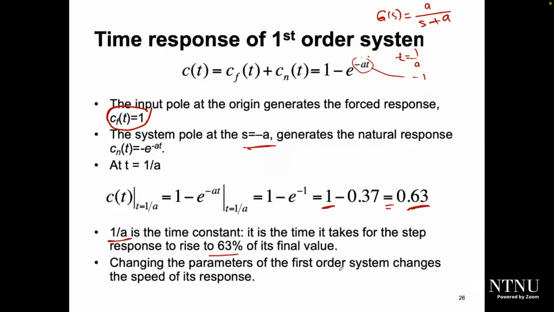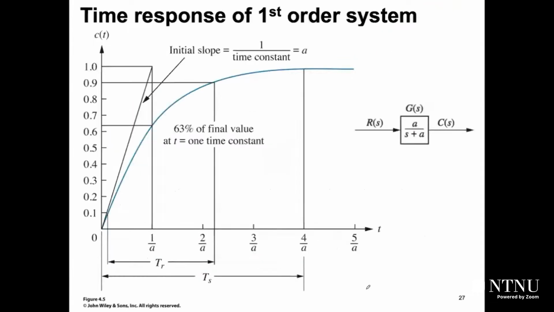Changing the parameters of the first order system will change the speed of its response. Of course, this a is related to the time constant, right? So 1 divided by a is the time constant of your system. Changing it will change the speed of your system, because this is the time which the system will take to reach 63% of its final value. So if you are able to change this parameter, you will change the speed of your system in the transient response.